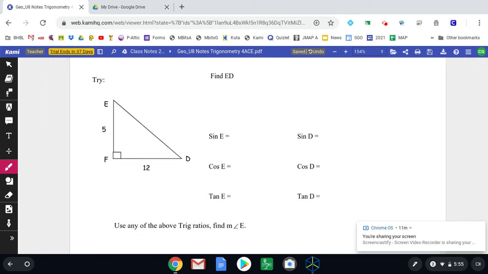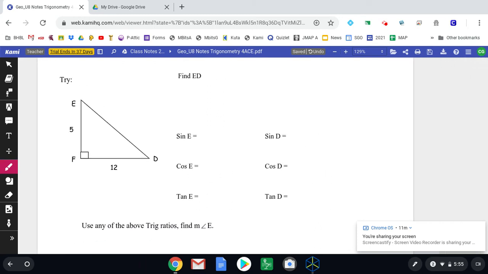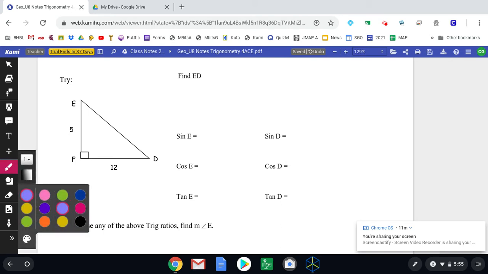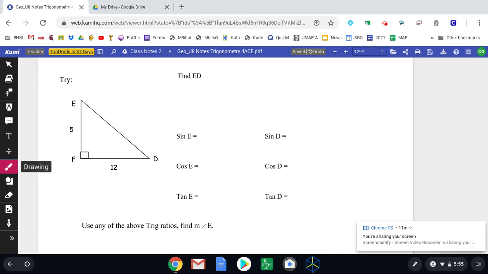All right, so let's take a look at a problem that we have here where we have some numbers. The first thing I want to do is find the length of ED. So I have a triangle. I have two sides of it, and I'm looking for my third side of my right triangle. So the first thing I want to do is use my Pythagorean theorem and find the length of my third side. So 5 squared and 12 squared. So there's 25. Oops, plus.